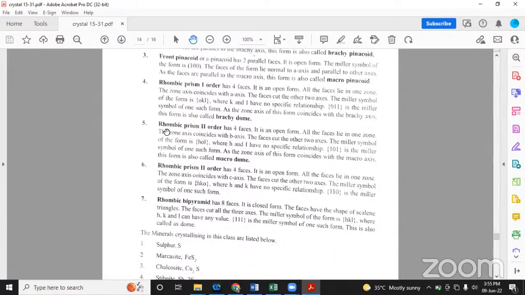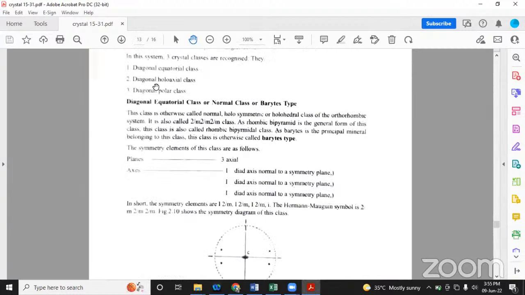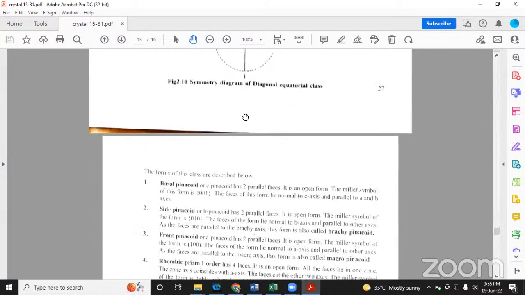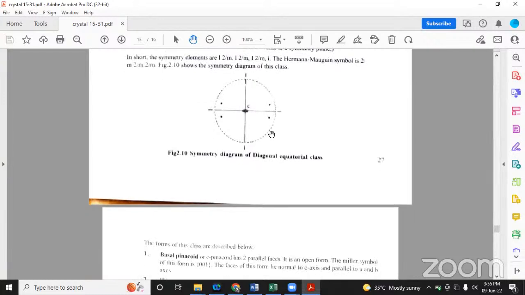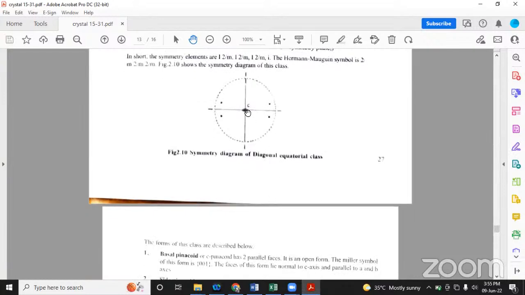This is the second class. Come to the second class. The first class has 1 center of symmetry, 3 axes of symmetry, 3 planes of symmetry. Come to the second class. This is the orthorhombic pyramidal class or diagonal hemimorphic class. It contains 2 planes of symmetry, 1 axis of two-fold symmetry. There is no center of symmetry.